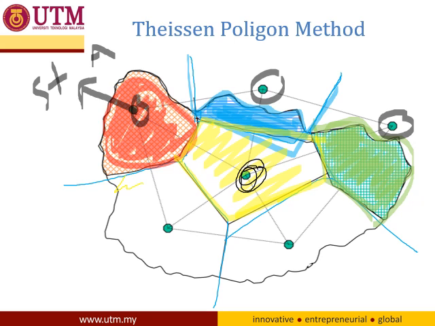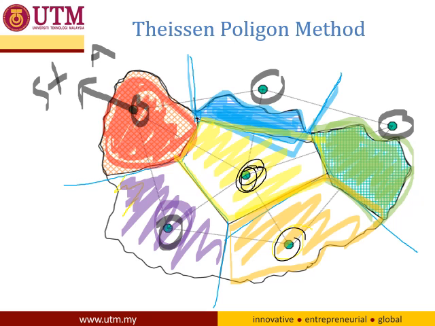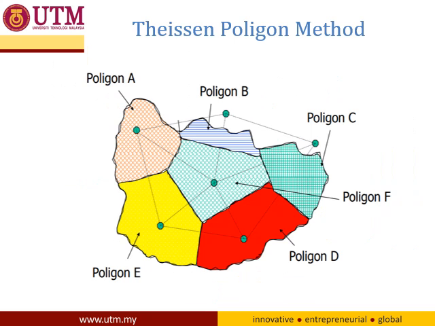This area, in a different color, is represented by this station. And one more color. What color? Orange. This area is represented by this station. So one station represents an area of the catchment. This is the final product: one area of the polygon representing one station.